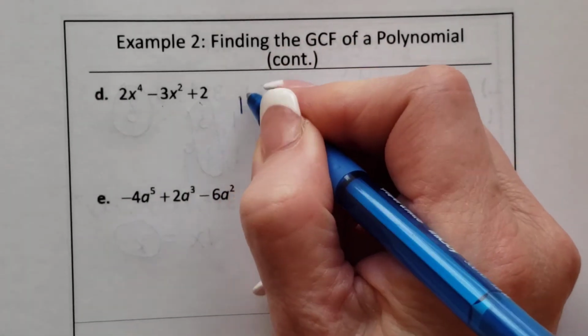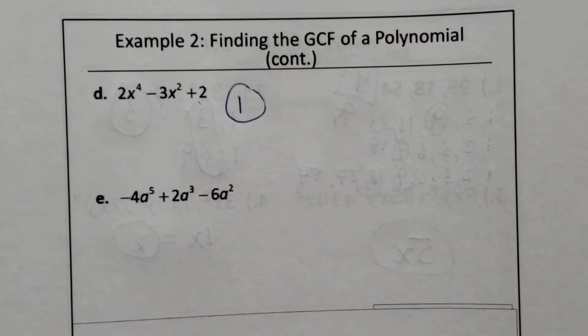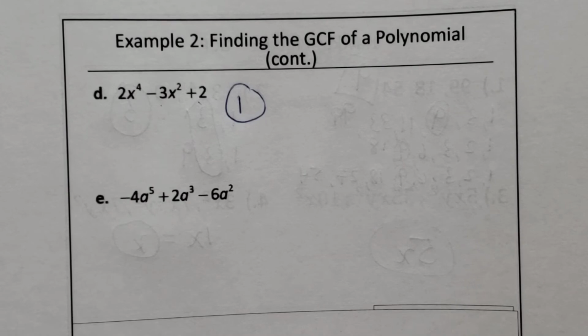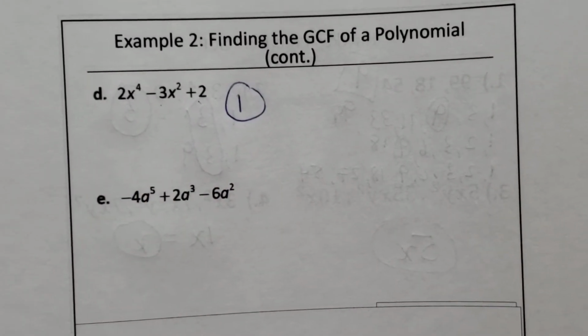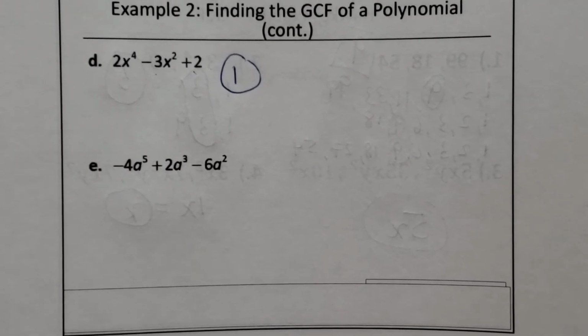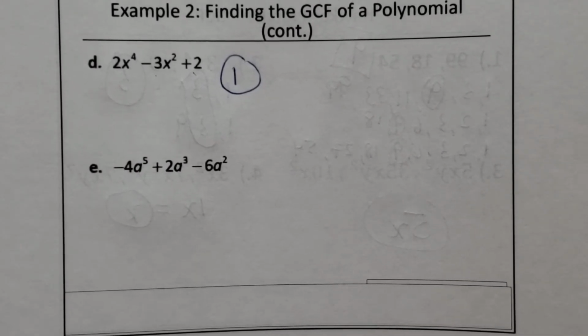They only have 1. 1's the only thing I could divide everything by, and if I divided everything by 1, I get what I started with. So they have no other greatest common factors, or common factors at all. They have no common factors except for 1.